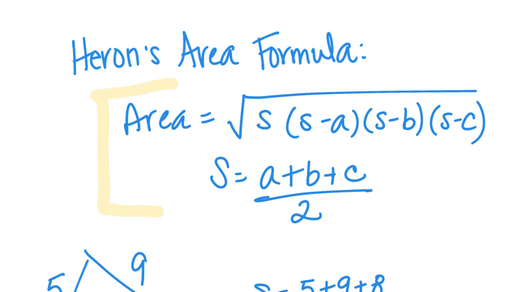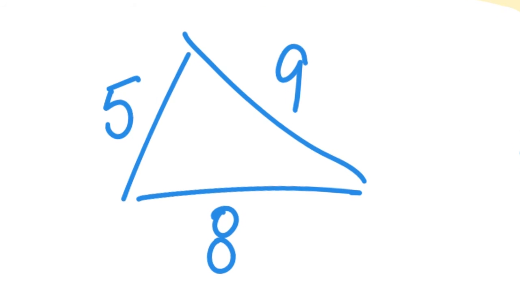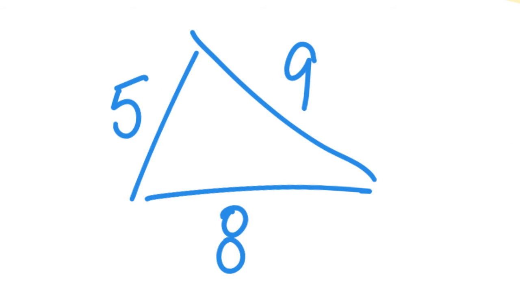It is area is equal to the square root of s times s minus a times s minus b times s minus c. But we need to know, most importantly, that s is equal to a plus b plus c over 2. So what if I gave you this triangle and I said, hey, let's find the area of this triangle? It's probably not drawn to scale, but our sides are 5, 9, and 8.